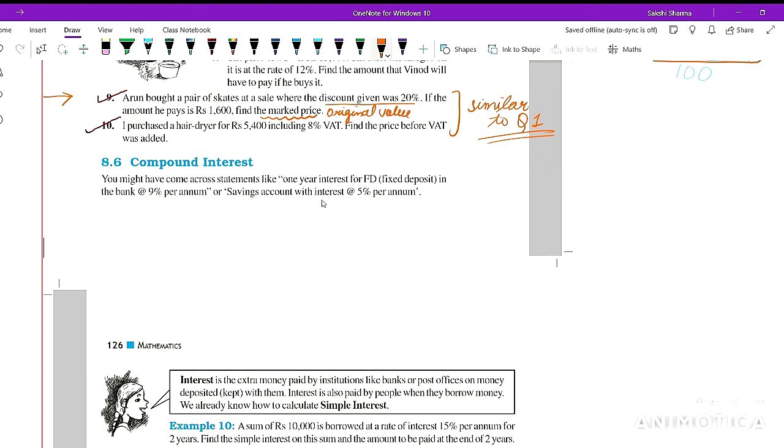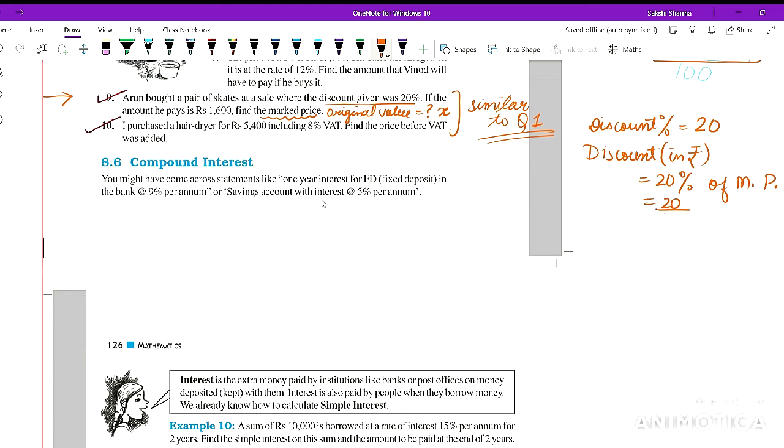So whenever original value is missing, we shall start by assuming it as X. And then we will solve whatever is given to us. We will assume that the original value is X. We will find out the discount. The discount percentage is given as 20. I want to find out what is the discount in rupees. I will combine this percentage discount with the original value. Original value is my marked price.